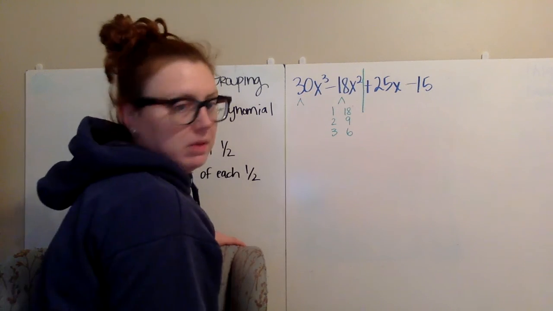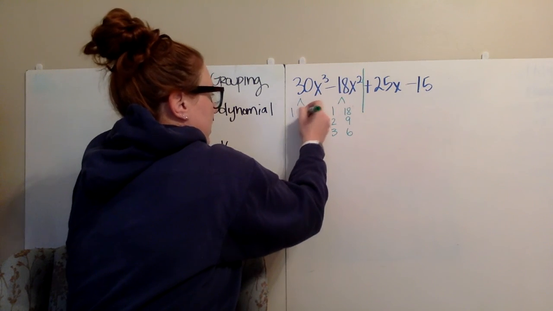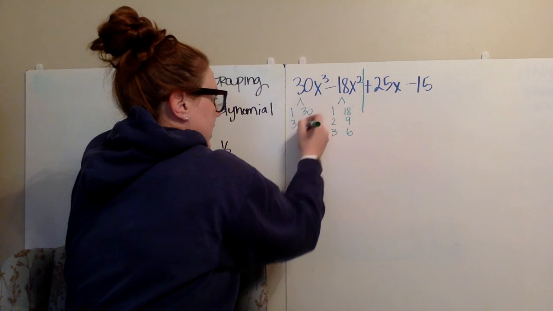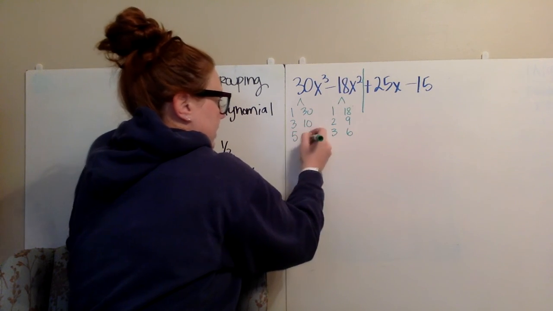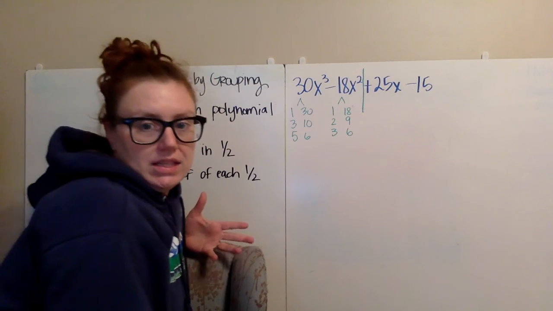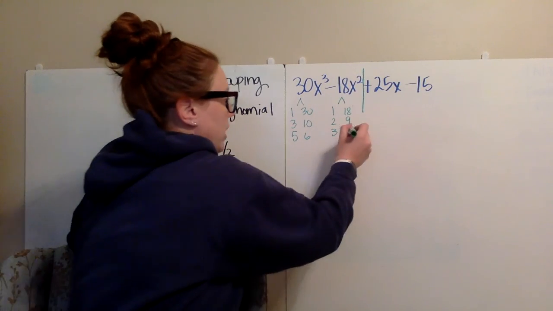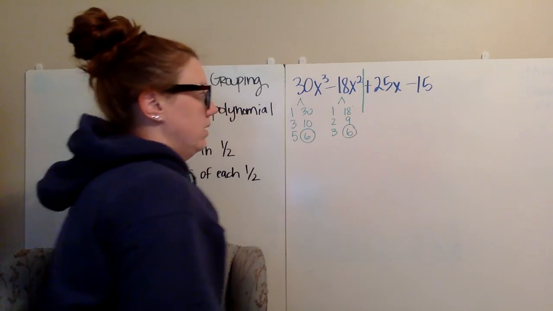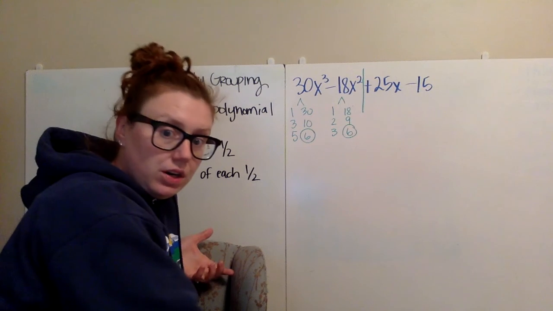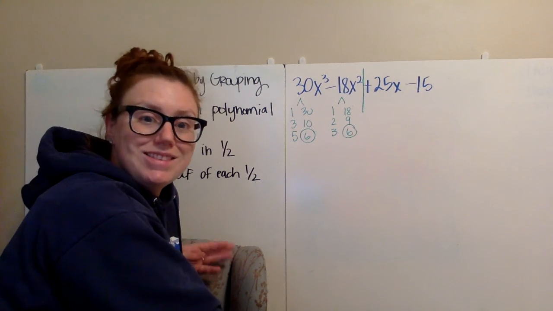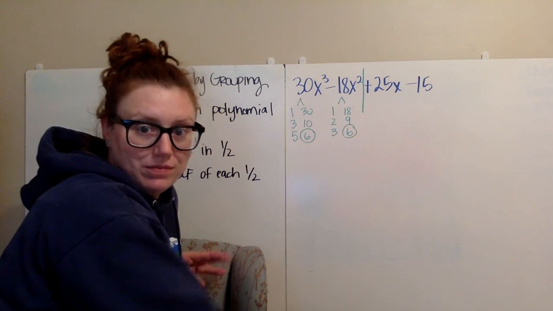30 can be divided by 1 and 30, 3 and 10, and 5 and 6. So what's the greatest number that they have in common? The biggest number is 6. They also share 3, but we don't care about that because there's a bigger value that they share.